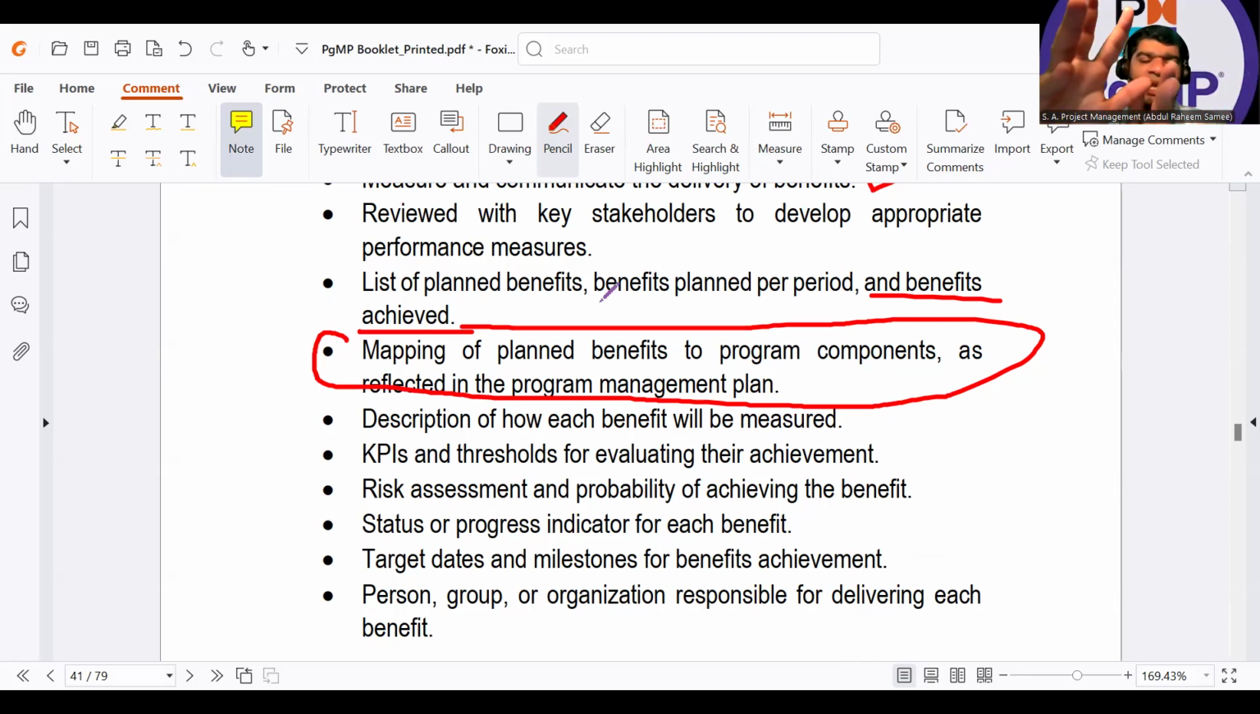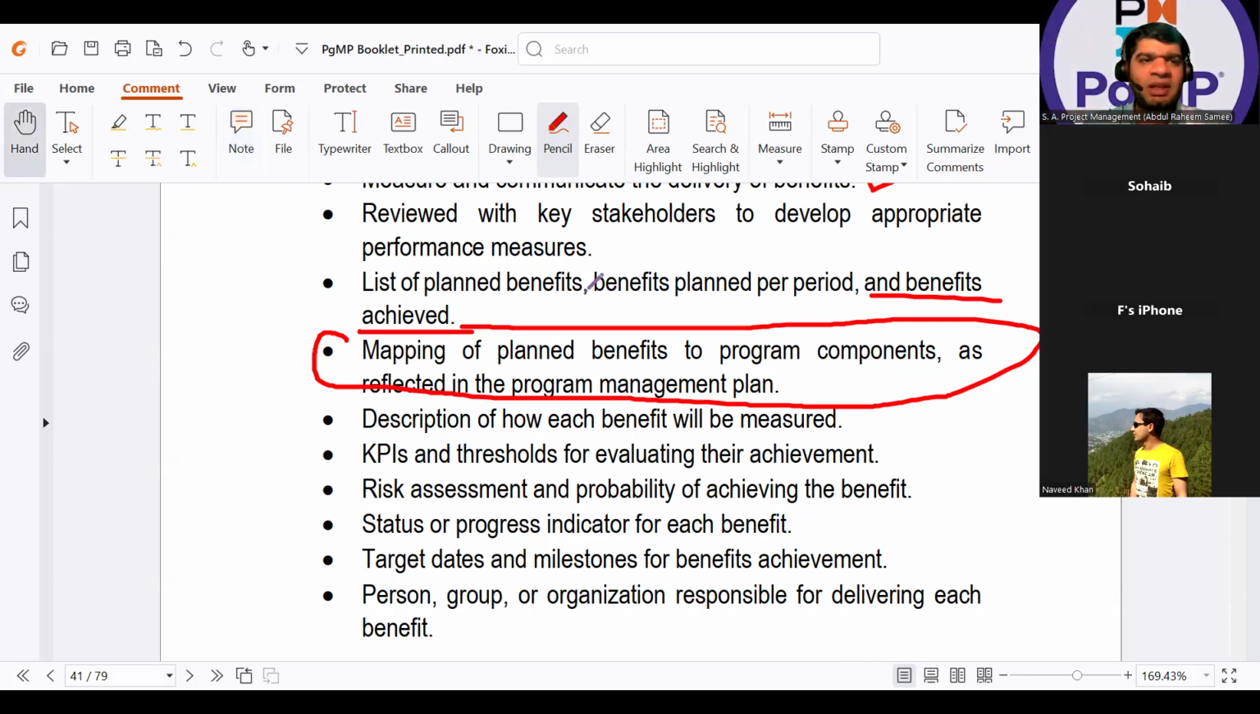In any way, they can ask the question, but whenever the word mapping of planned benefits comes to your program management plan, then that is your benefit register.